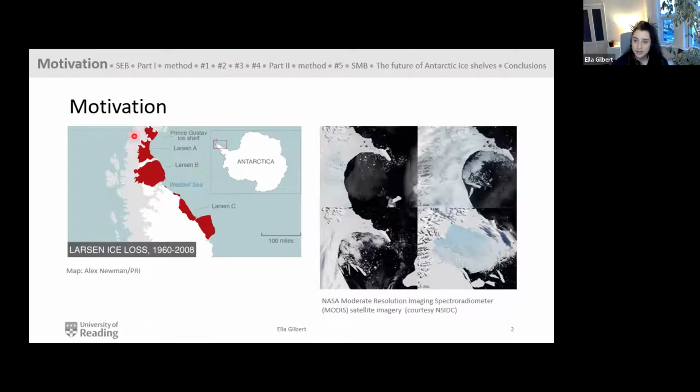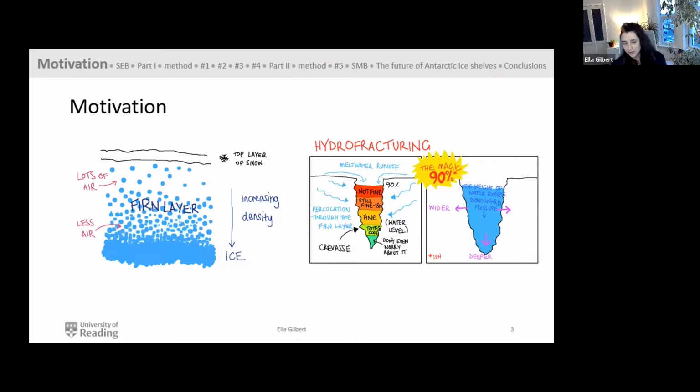So in the 1960s and 1980s, we had the Prince Gustav collapsing. Then the 90s, we had Larsen A. Then, of course, in the early 2000s, Larsen B. And later on, we also saw large chunks of the Wilkins ice shelf disappearing. And this is primarily due to a process called hydrofracturing, which is driven by melting at the surface of the ice shelf. So hydrofracturing is essentially the breaking by water, and to understand that process, you sort of need to have a grasp of the structure of an ice shelf.